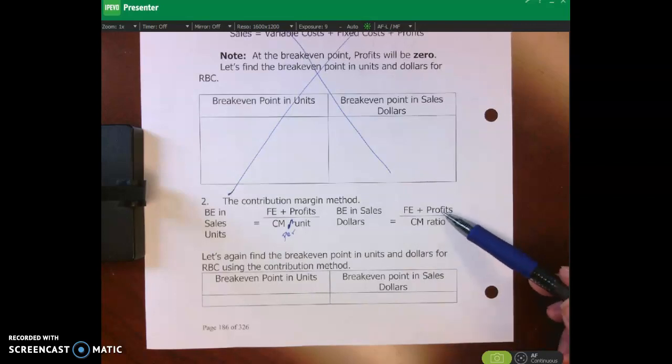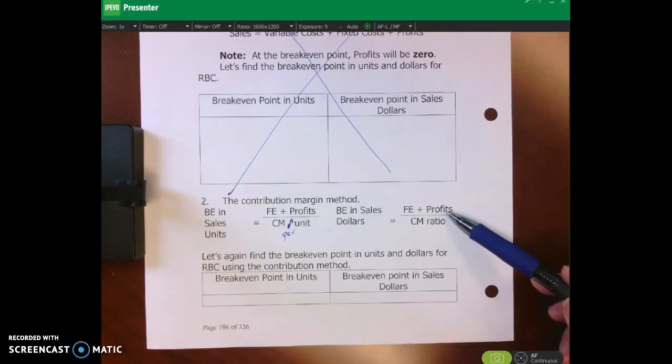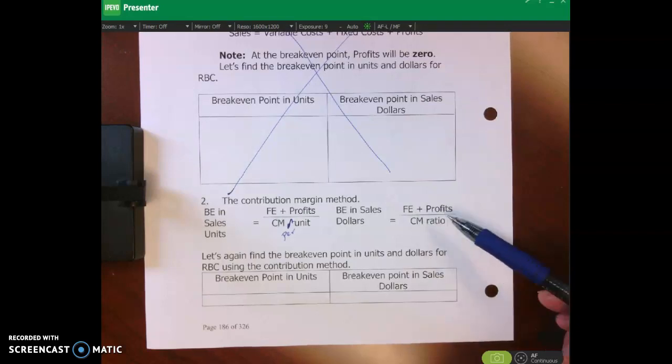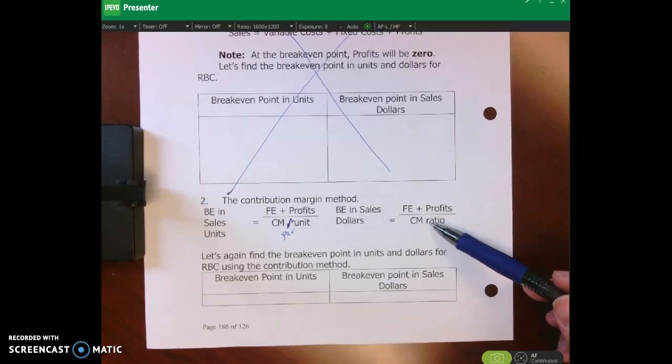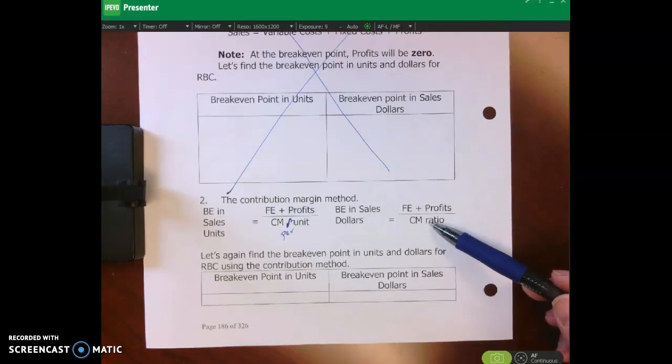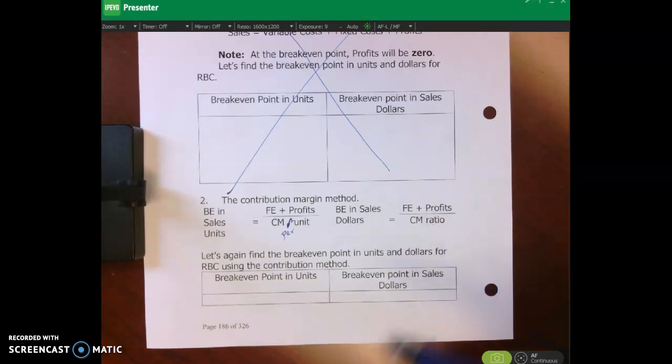but the reason that I have profits in here is because we can use this exact same formula for target profit analysis, which is the next topic that I'm going to talk about in this lecture video, okay? Divided by our CM ratio. Remember, our CM ratio says how much contribution margin do we get for every dollar of sales, okay? That's what this is telling us.